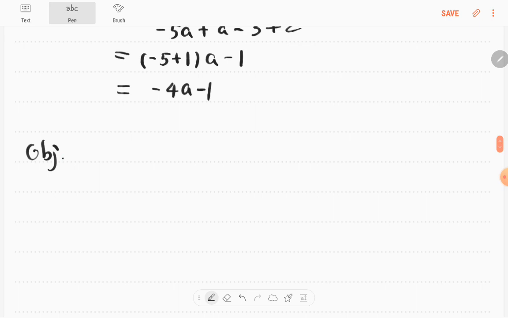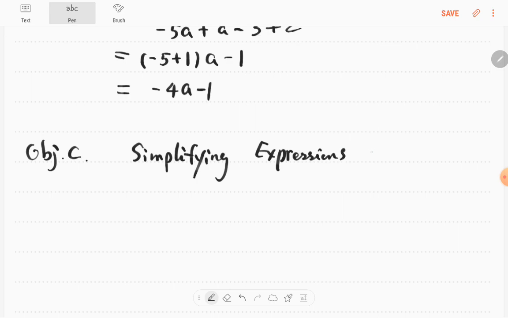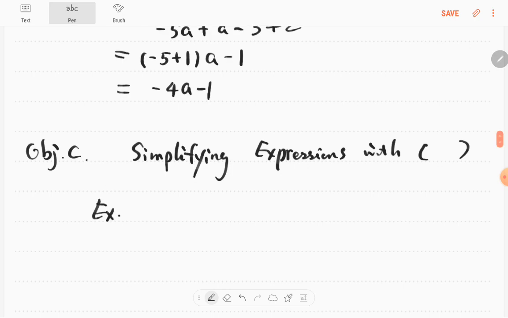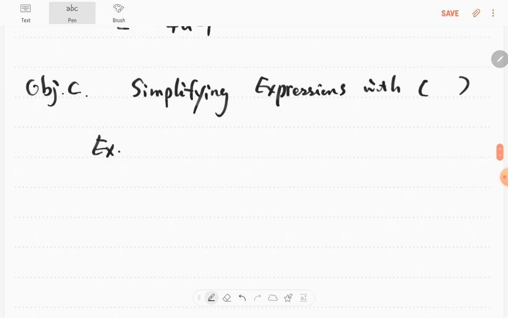Next step, we talk about how to simplify the expression with parentheses. So we will use the distributive rule to remove the parentheses first. Let's check the example. So for example, we have this one.